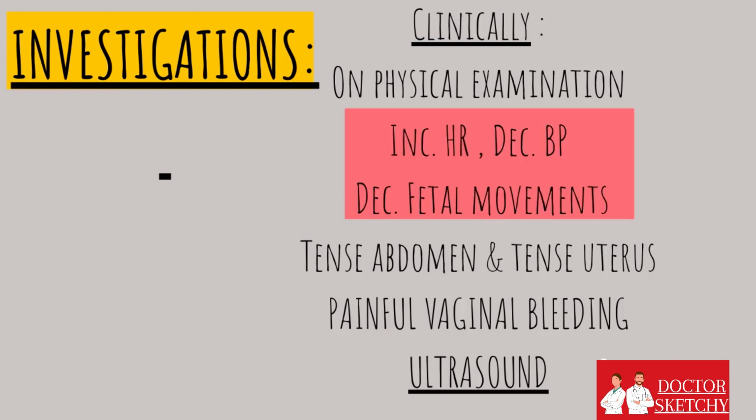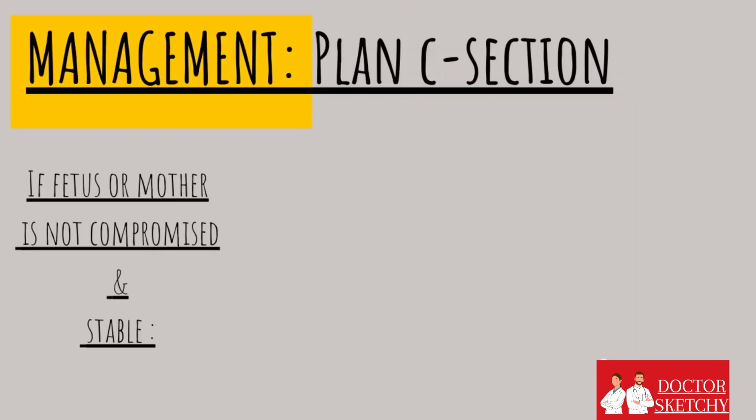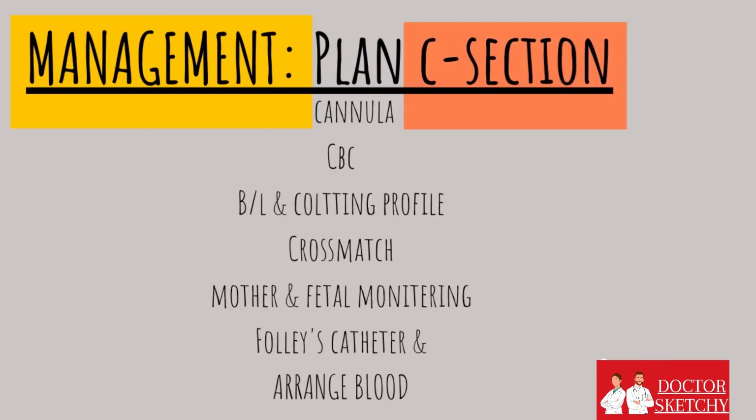Diagnosis is mainly made on the following clinical features: increased heart rate, decreased BP, tense abdomen and tense uterus, decreased fetal movements, painful vaginal bleeding. Investigations include ultrasound. When it comes to management, if the fetus and the mother are stable and not compromised, just give the symptomatic treatment. But if there are signs of fetal or maternal compromise, then plan C-section.